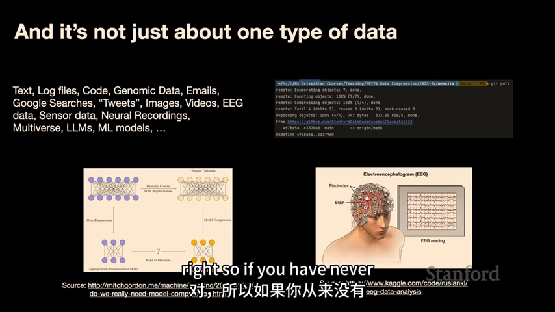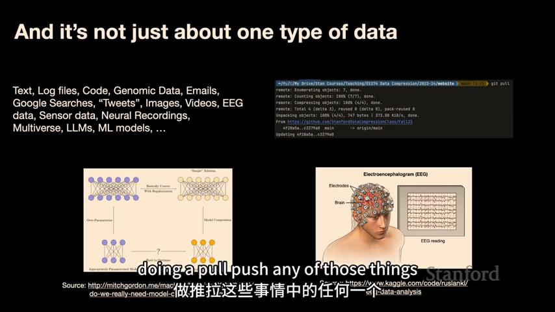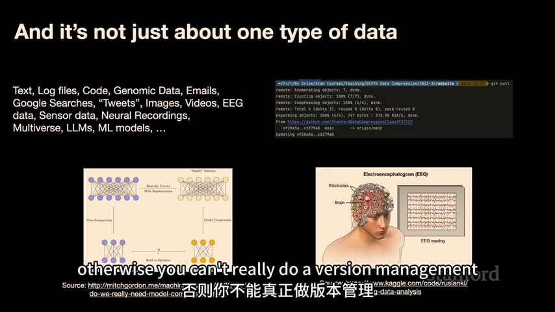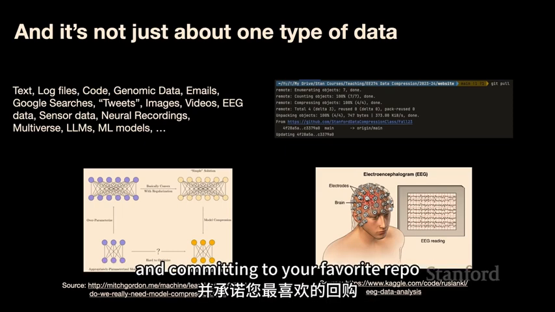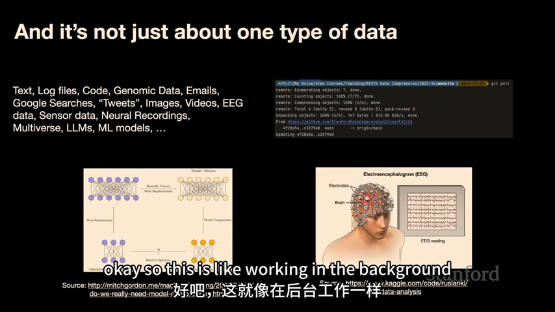right? So if you have never actually looked at it carefully, even GitHub, every time you are doing a pull, push, any of those things, you have to compress. Otherwise you can't really do version management. You just can't create copies at every single change which you are making and committing to your favorite repo. Okay? So this is working in the background.